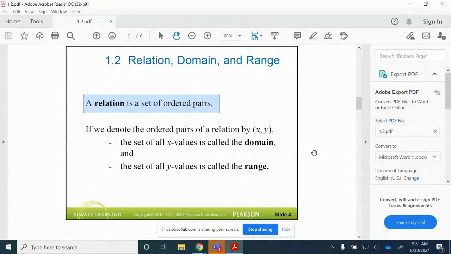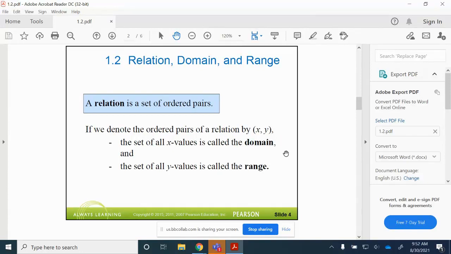First thing we're going to talk about is a relation. When you hear the term relation, a relation is just a set of ordered pairs. So keep in mind, in any ordered pair, you have an XY format or an XY combination. Based on the rectangular coordinate system, you can find the exact location of any point in your rectangular coordinate system with the use of an ordered pair.